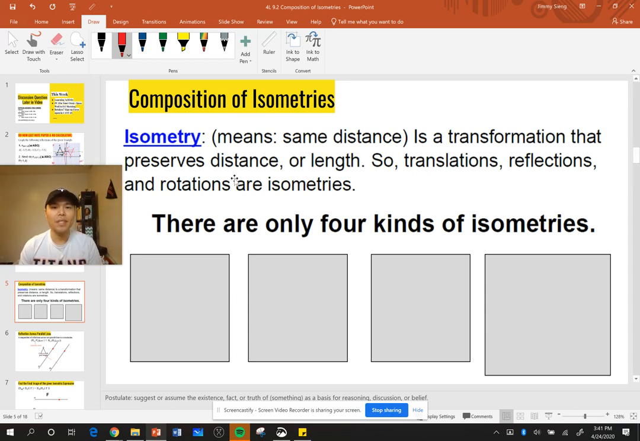So isometry. When I say isometric or isometries, I'm going back to the root word of isometry, which means same direction. It is a transformation that preserves distance or length. So translations, reflections, rotations are isometries.